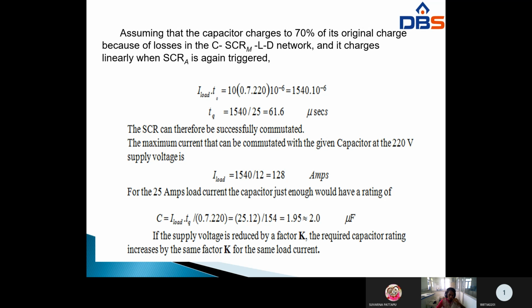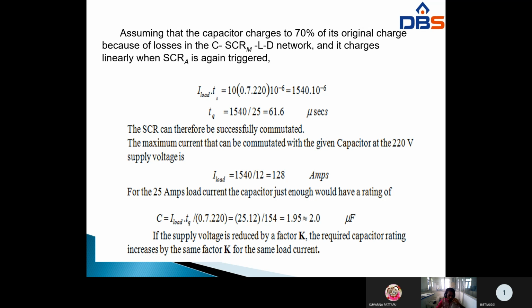So the SCR can therefore be successfully commutated. The maximum current that can be commutated with the given capacitor at 220 volts supply voltage, I load, equals 1540 by 12, which gives 128 amps. For the 25 amps of load current, the capacitor is just enough for the rating.